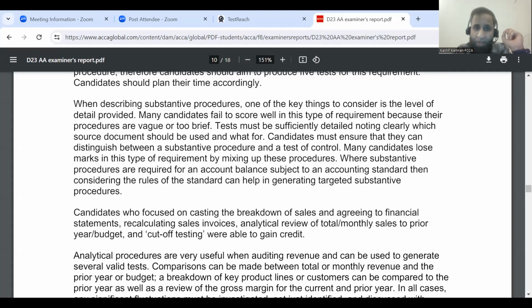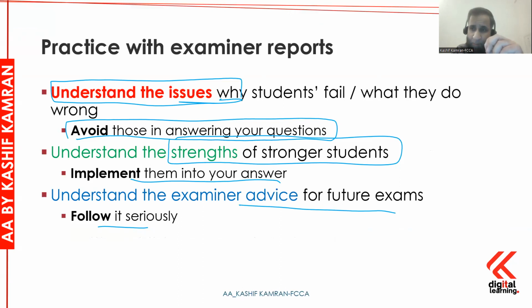I hope you will follow this guidance seriously. Practice with examiner reports. I hope you're getting the message right. Is everyone clear what to do with examiner reports? And how would you go about doing them?